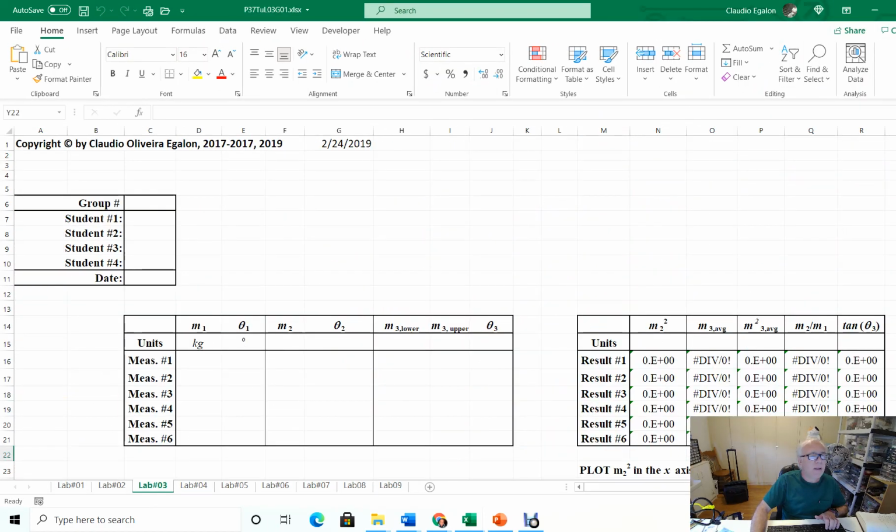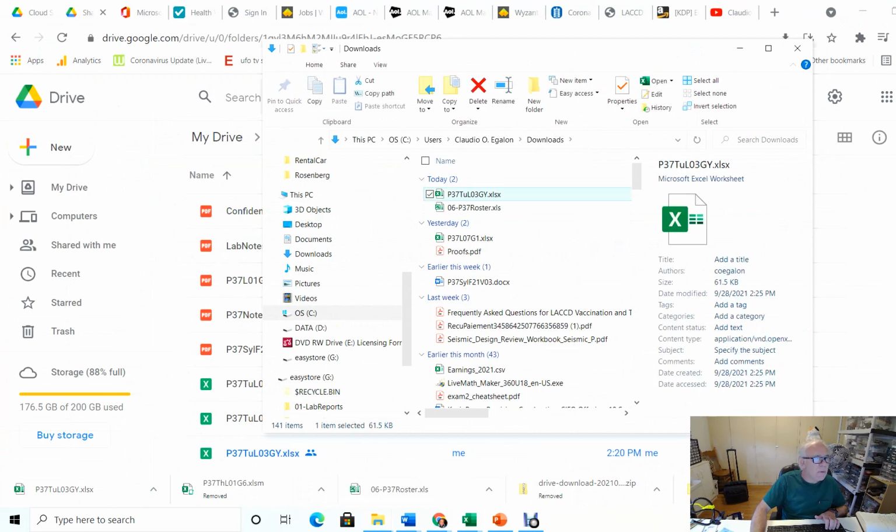In my case, let's say I'm group number 0, right? I'm going to relabel it to G0. In your case, if you're group number 1, relabel it to G1, G2, G3, and so on. Go ahead, open this document.